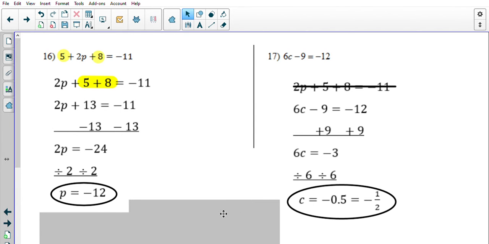So you can choose to write your solution as a decimal or as a fraction. Some of you, your calculators will give you a fraction, some will give you a decimal. It doesn't matter, they're equivalent.